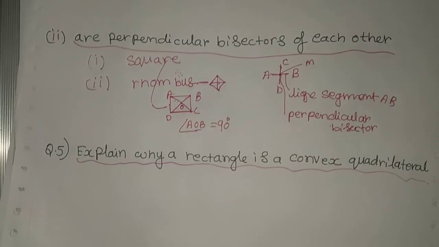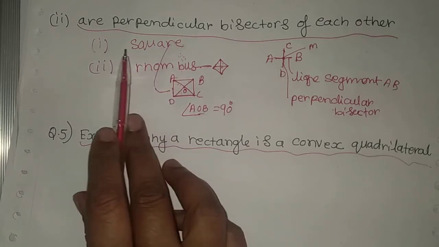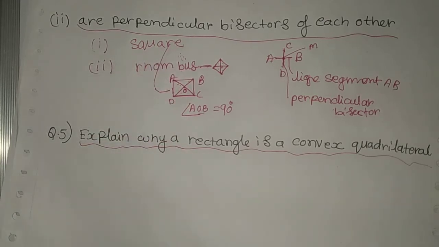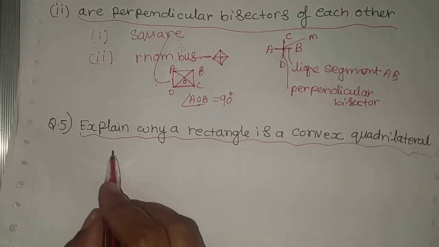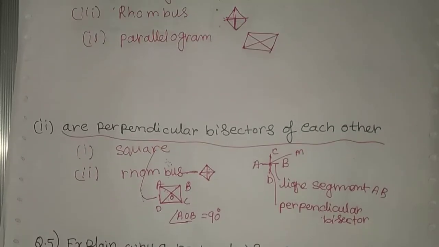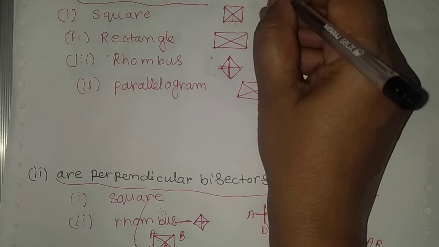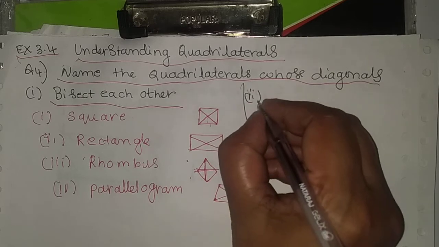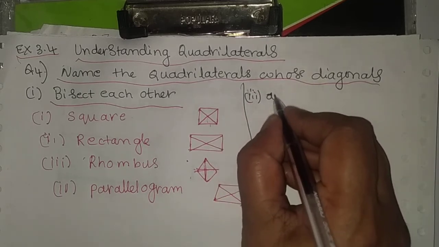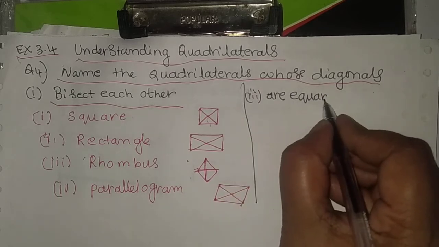So this is the solution for the second one. They have only asked us to name the diagrams. So the solution is square and rhombus. For the third one, I'll write the third option here. The third option they have asked is equal, or equal, means name the quadrilateral whose diagonals are equal.